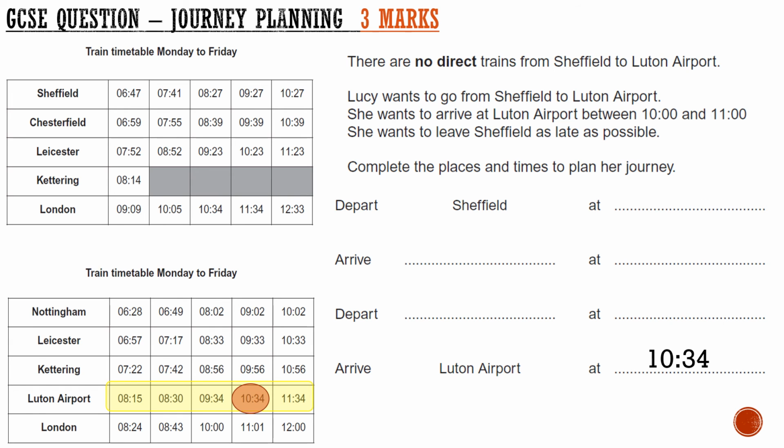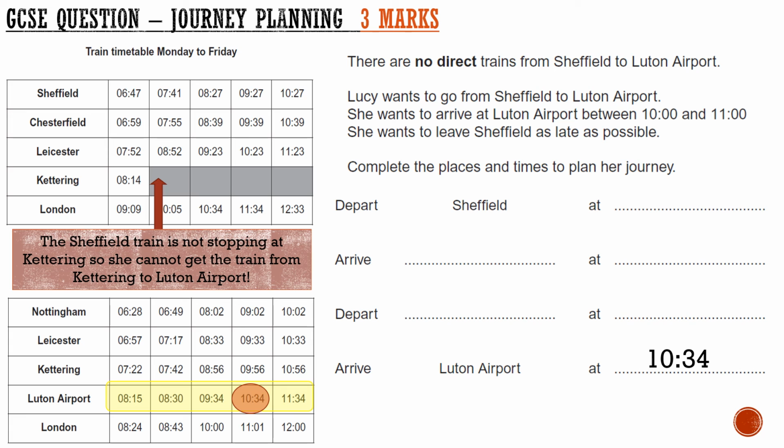Now, another thing we need to remember is this shaded bit here. We know that means the train is not stopping there. So because the Sheffield train's not stopping at Kettering, she can't get the train from Kettering to the airport, which means that she has to stop at Leicester and get the train from Leicester to the airport. So we know that she's leaving Leicester at 9:33, and we can complete that on there.